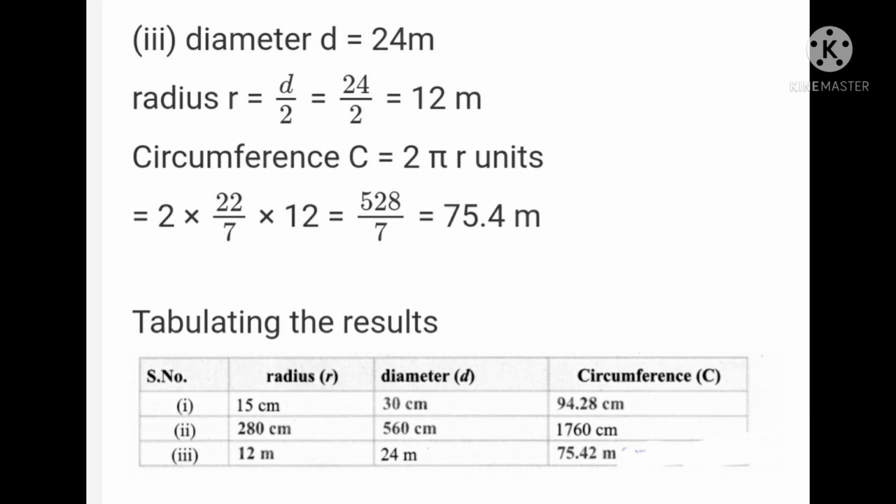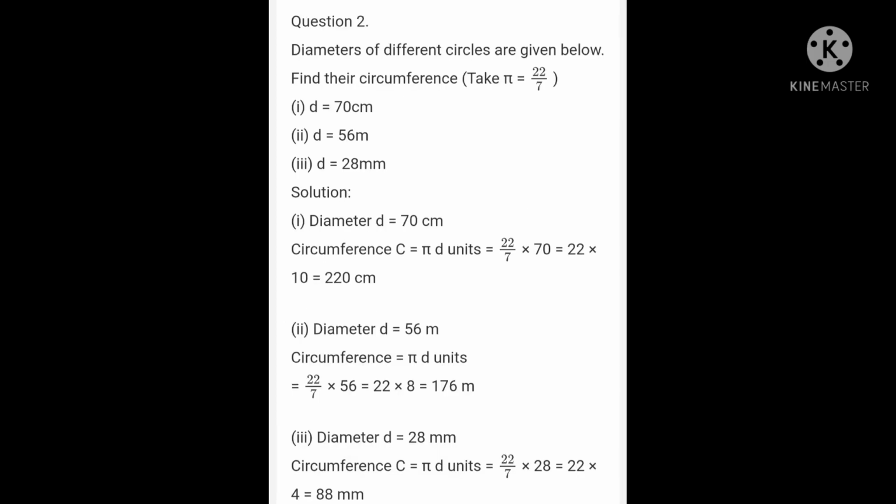Now come to the circumference. Circumference is equal to 2 pi r units. Again you just substitute the given values. Here 2 into pi value 22 by 7 into r, we found already, it's 12. So into 12, when we multiply all the numerators and divide that by the denominator 7, we will get 75.4 meter as the circumference.